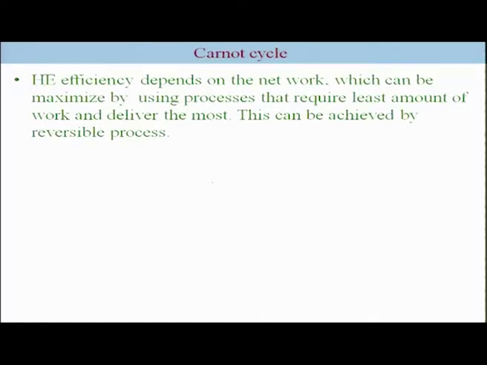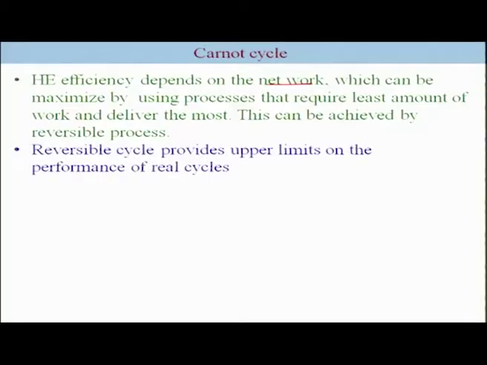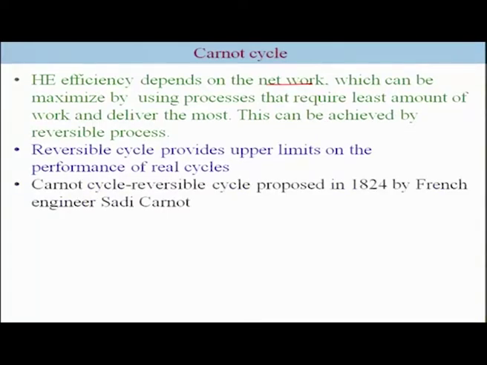Okay, so now I move on to a particular case where we make use of the Carnot cycle. Now, a heat engine, as I said, depends on the net work as far as the efficiency is concerned, and we would like to increase the efficiency of the heat engine, and that can be done when we maximize the net work. So, maximum work can be achieved when the process is reversible. So, reversible cycles provide upper limits on the performance of real cycles. This becomes a yardstick for our design.